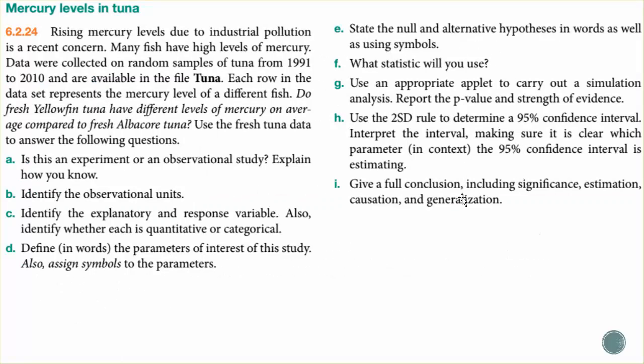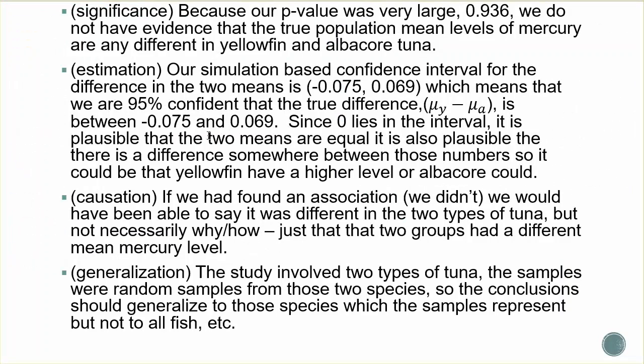All right. And then they want to say, give a full conclusion. Talk about significance, estimation, causation, generalization. Kind of wrap this whole problem up in a bow. So we've already done significance and estimation, causation and generalization. We'll grab those here in a second. So because our p-value was so large, we don't have evidence that the true population mean levels of mercury are any different between the two kinds of tuna. It's plausible they could be, but we don't have evidence that they are.